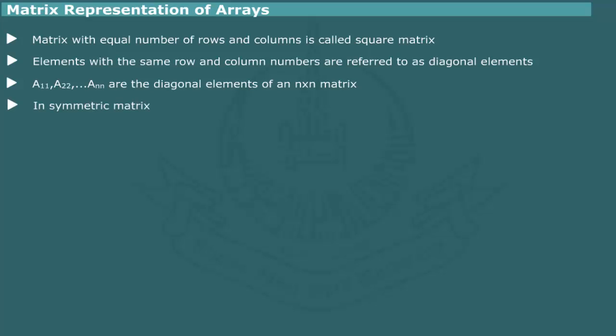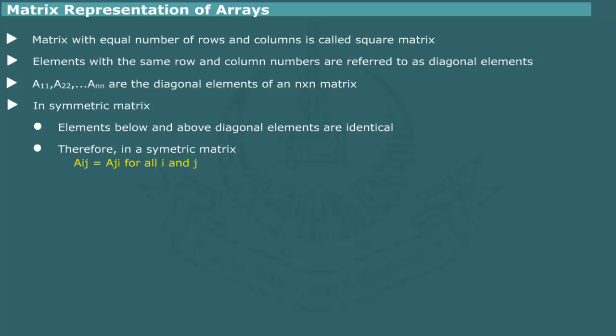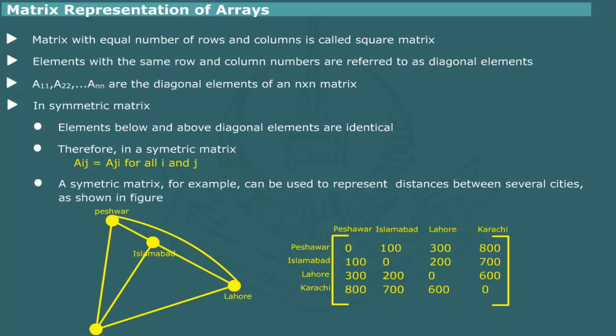A matrix is called a symmetric matrix if the corresponding elements below and above the diagonal elements are identical. Thus, in a symmetric matrix, Aij is equal to Aji for all i and j. Distance between several cities, for example, can be represented as a symmetric matrix.